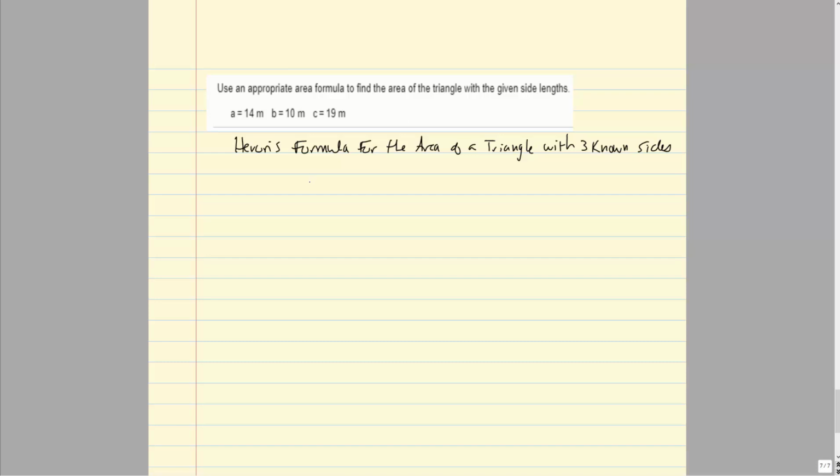Now the first thing we need to figure out is that S value. Now if you recall, that is the semi-perimeter. So the semi-perimeter is equal to S, which is 1/2 times A plus B plus C. So S is 1/2 times 14 plus 10 plus 19. Now here we're probably going to have a fraction. 14 plus 10 plus 19 is 43. 43 divided by 2 is 21.5.